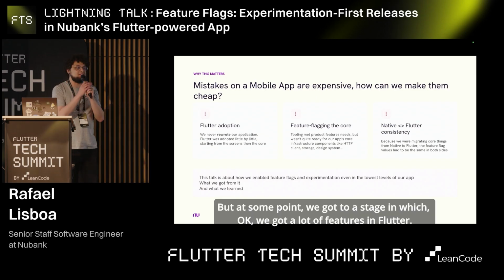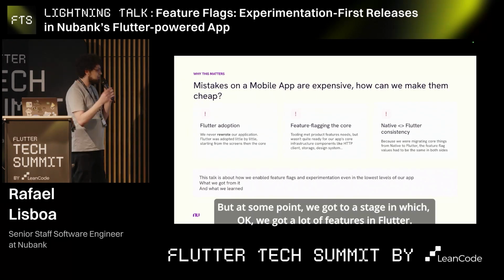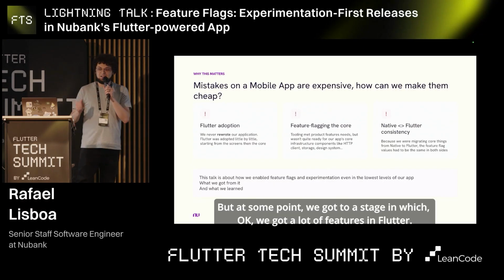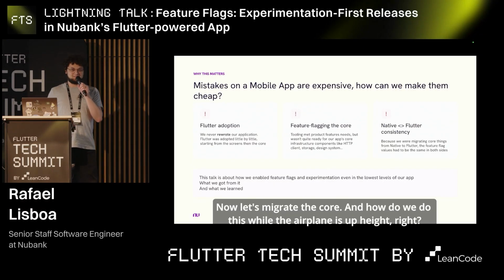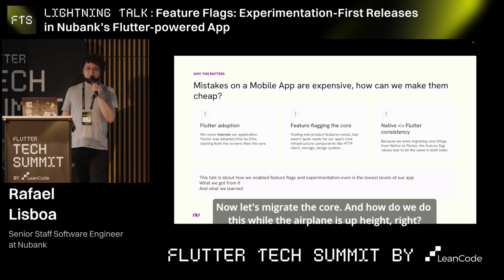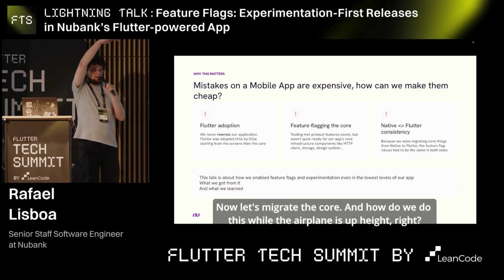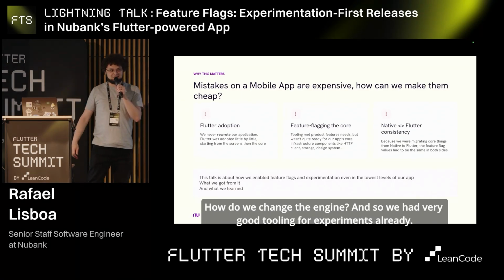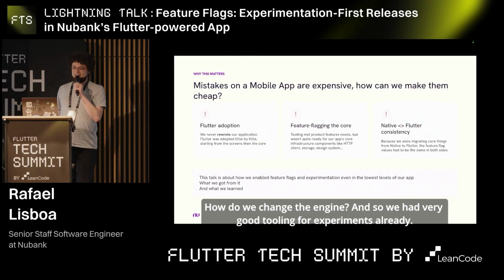But at some point, we got to a stage in which we had a lot of features in Flutter. Now let's migrate the core. And how do we do this while the airplane is up high, right? How do we change the engine?